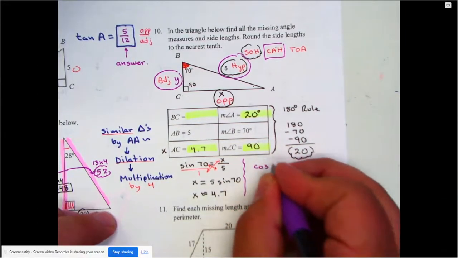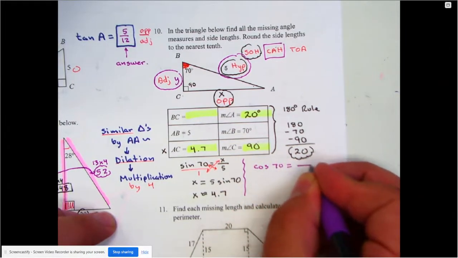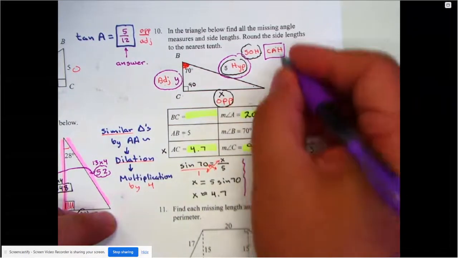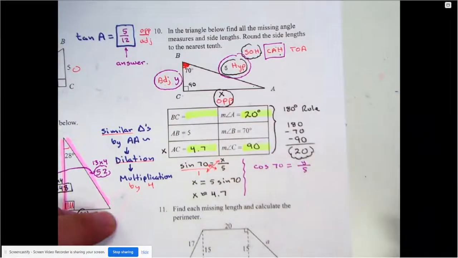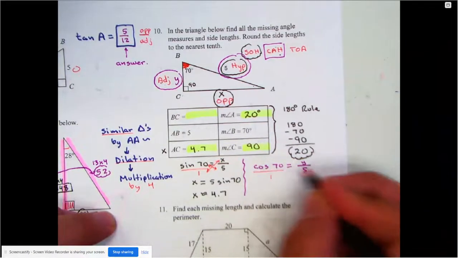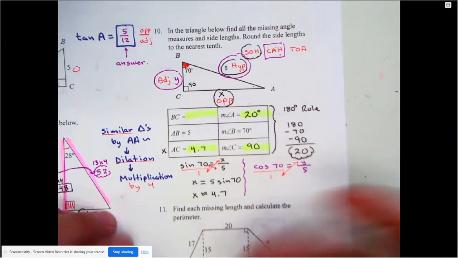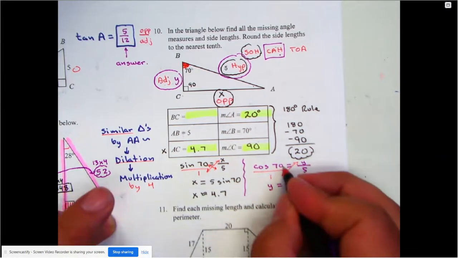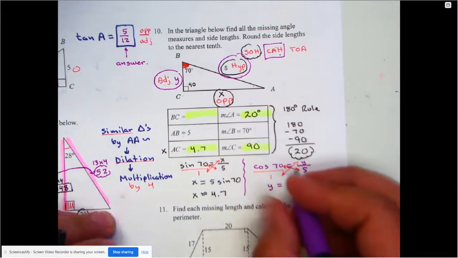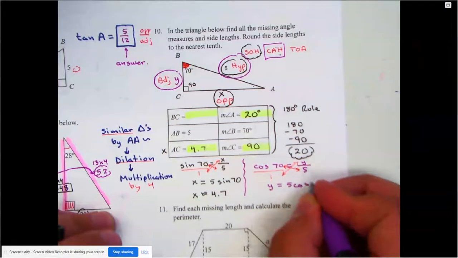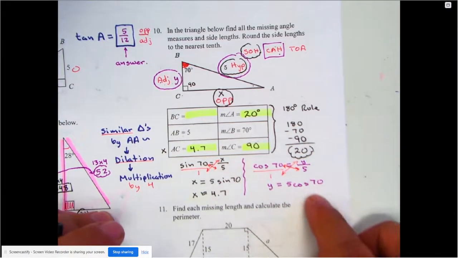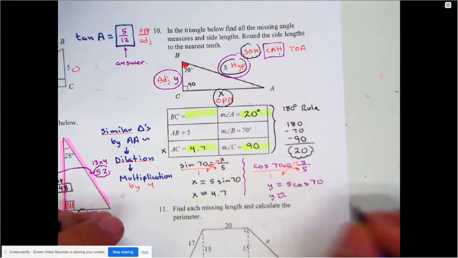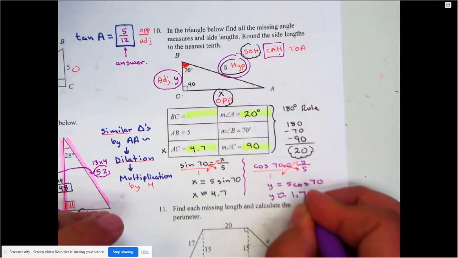So cosine of 70 again is equal to a fraction, adjacent, so y, over the hypotenuse, 5 again. And here we go one more time. I'm going to multiply these two together, so that's just y. And then I'm going to multiply these two together, so 5 cosine of 70. And again, look, I don't need division. This one is ready, so I'm going to let the calculator take over. And when I type this in, I'm going to end up with 1.7.